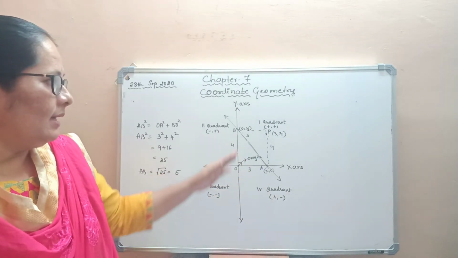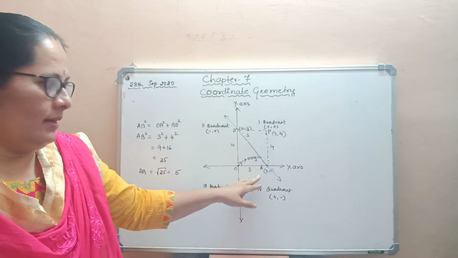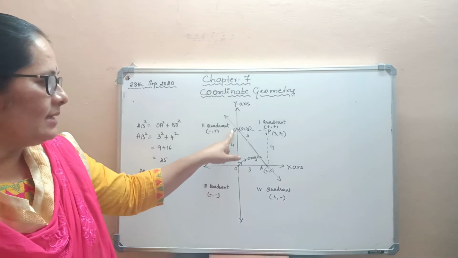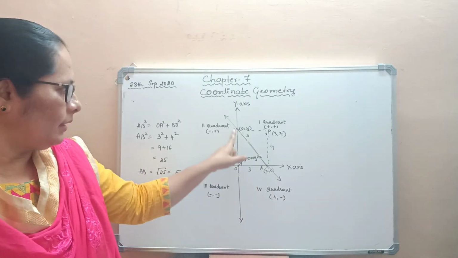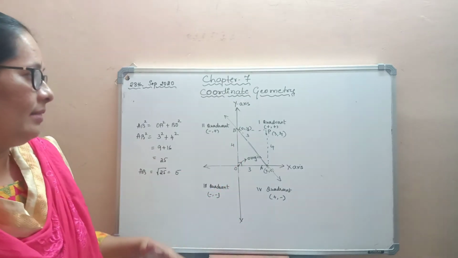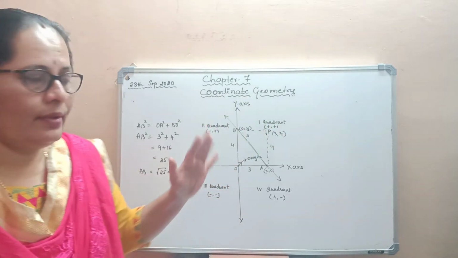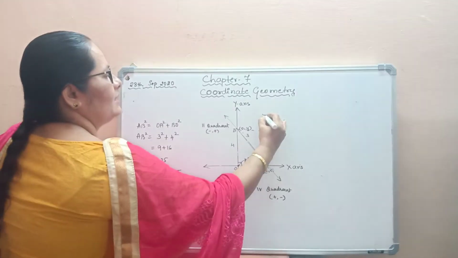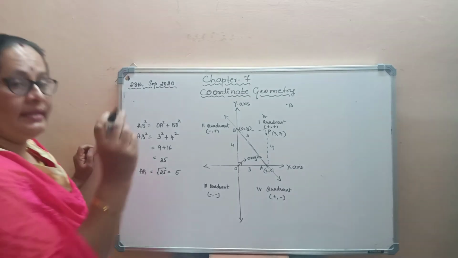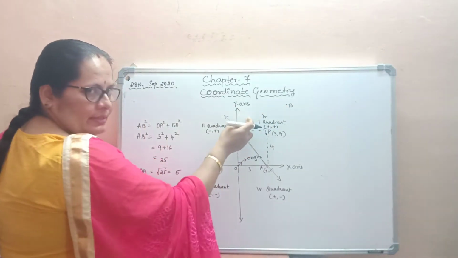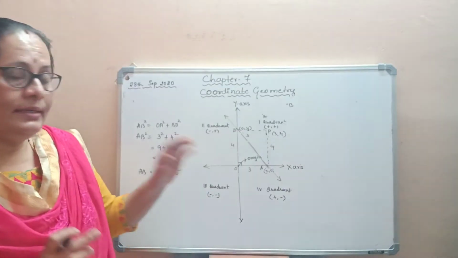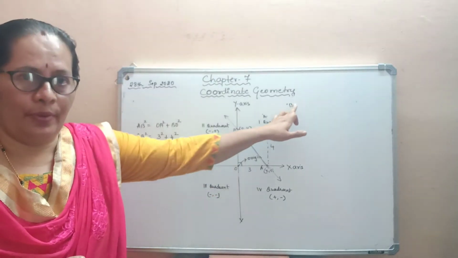Now see here, in this figure the points are on the x and y axes, so you can easily find the distance between the 2 points A and B. Suppose the points are in different quadrants. For example, point A is here and the other point is here. How will you calculate the distance between these 2 points? Let us see how to calculate the distance between these 2 points.